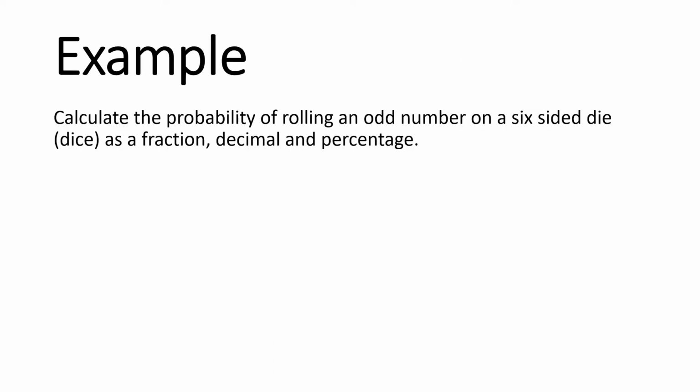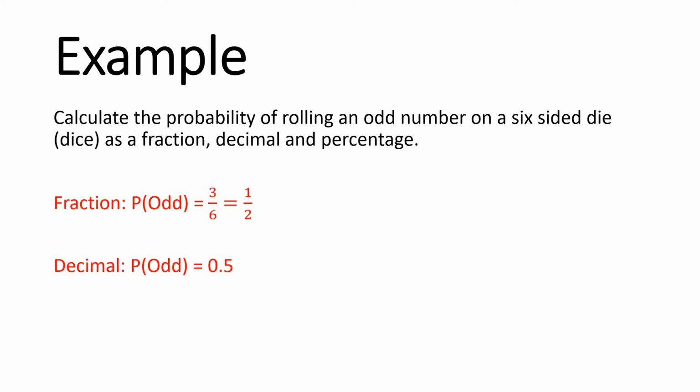Let's have a look at an example. Calculate the probability of rolling an odd number on a six-sided die as a fraction, decimal, and percentage. As a fraction, the probability of odd equals 3 favourable outcomes over 6 possible outcomes. So that equals 3 over 6, which equals 1 over 2 or a half. As a decimal, the probability of odd will equal 0.5. And as a percentage, the probability of rolling an odd number will equal 50%.